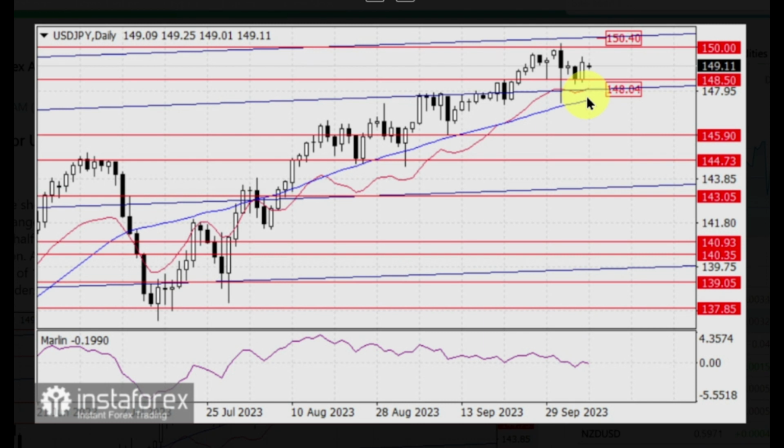The first target for the decline is 145.90. However, there are two supports on the path to the MACD line. The September 29th low at 148.50 and the price channel line at 148.04.